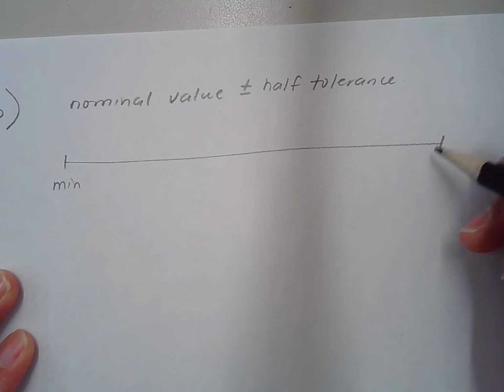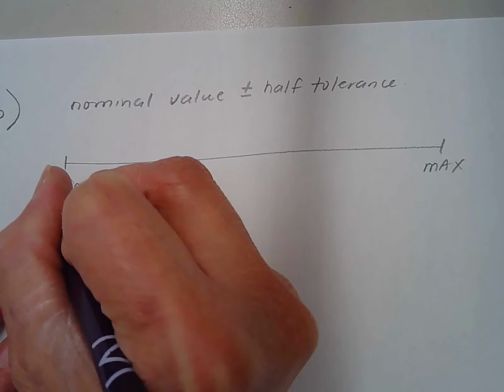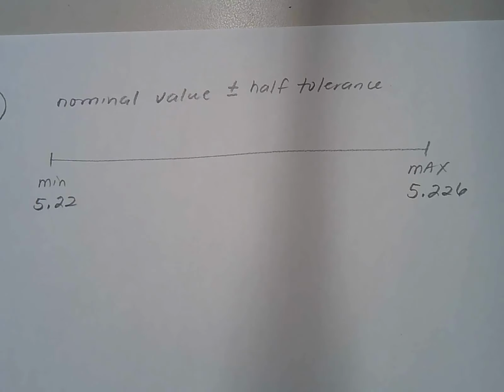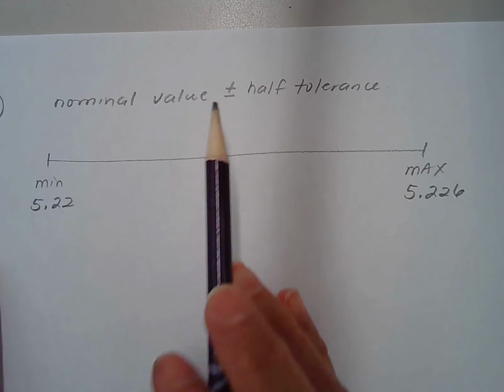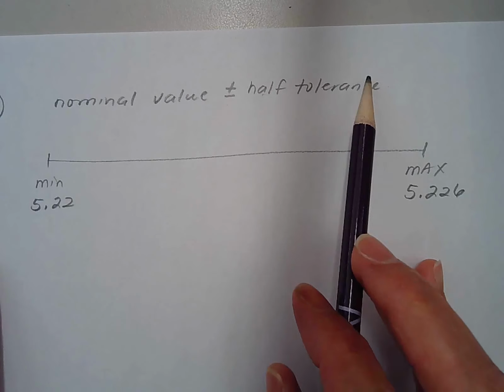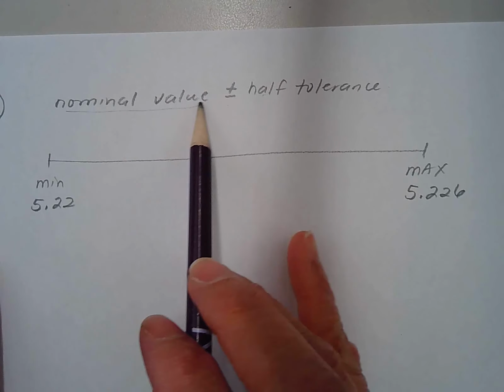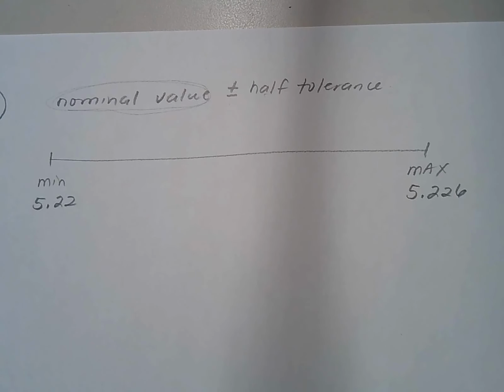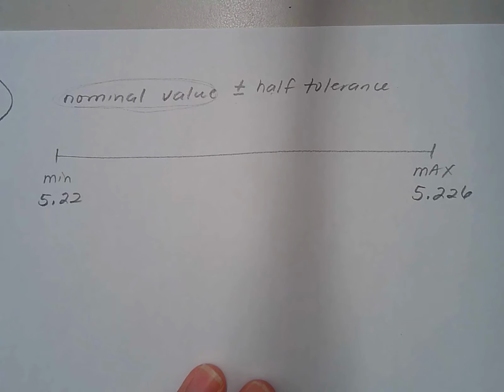Min, max, 5.22, 5.226. If we look at this one here, it's plus or minus half the tolerance. So this tells us that the nominal value, our target value, is halfway between maximum and minimum. So halfway of the maximum and minimum.